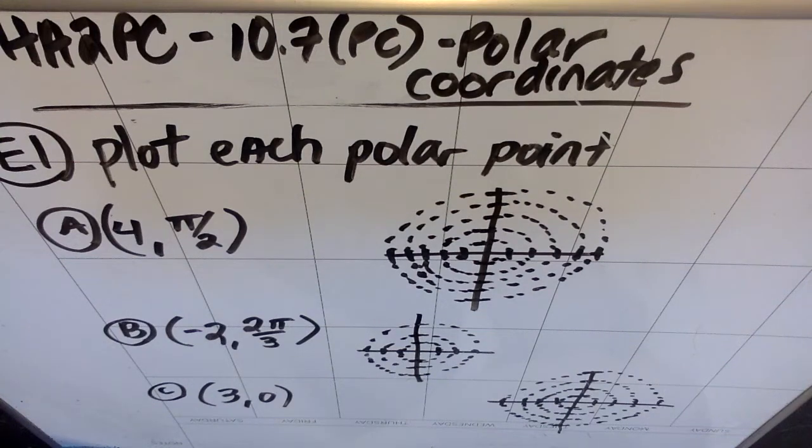This is Honors Algebra 2 Pre-Calculus. We're doing 10.7 in Pre-Calc, which is polar coordinates. So in example 1, we're going to plot each polar point. I gave you 3 points and 3 grids.